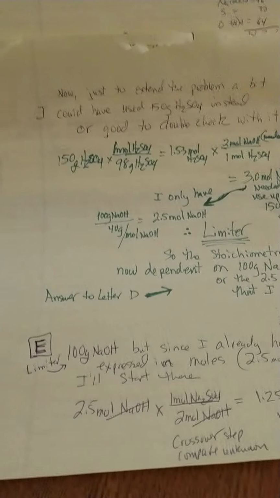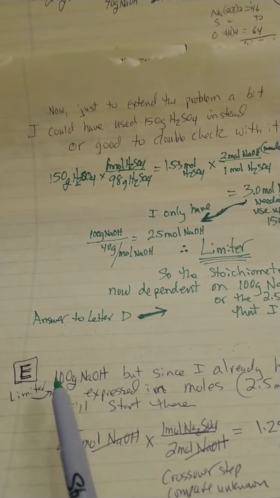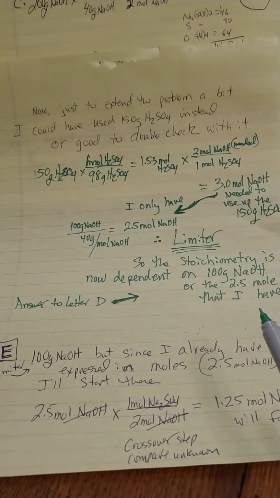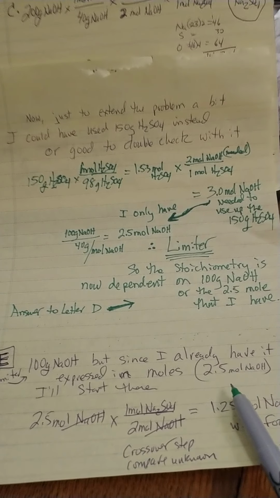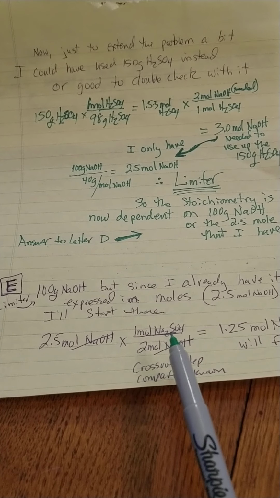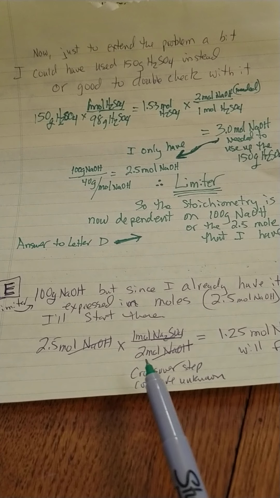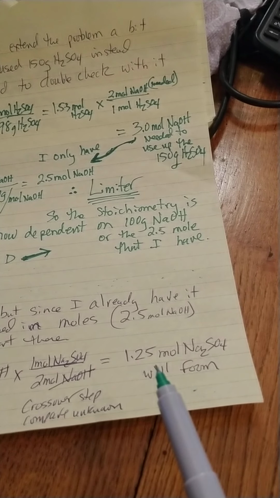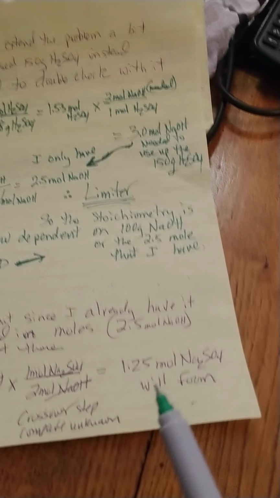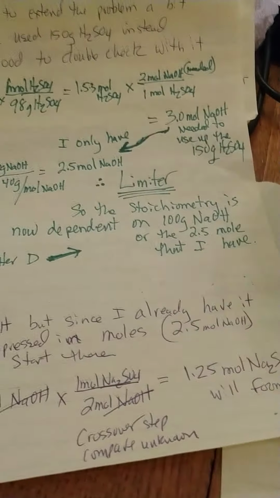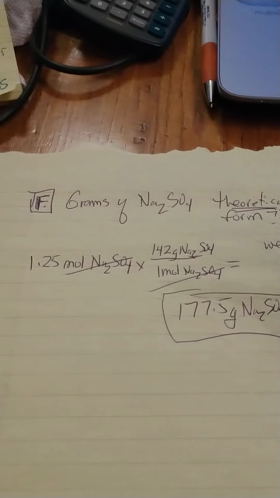So let's go to letter E, and you can see that if you're given 100 grams to start with, and you know it's already the limiter, hopefully I can get this focused. I can just go ahead and start with the 2.5 moles of limiter that I have right away. I can do the conversion over to sodium sulfate. For every 2 moles, it's a 1:2 ratio. I have 1.25 moles of sodium sulfate that will form.